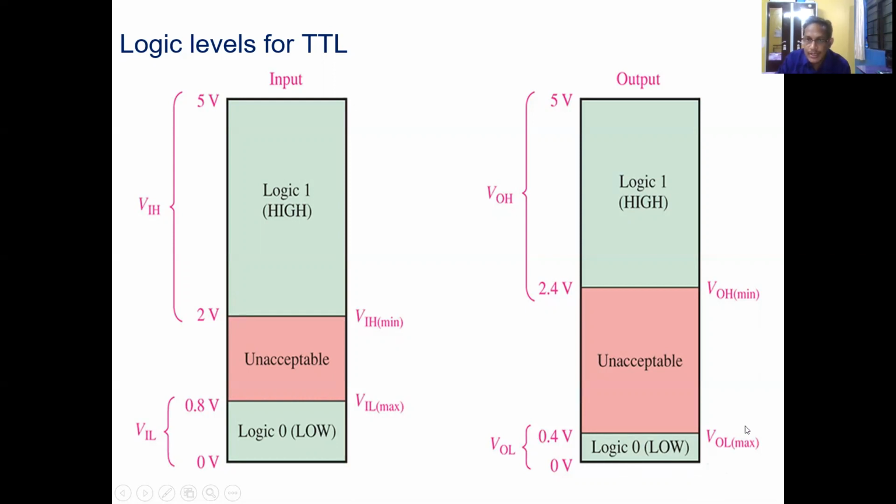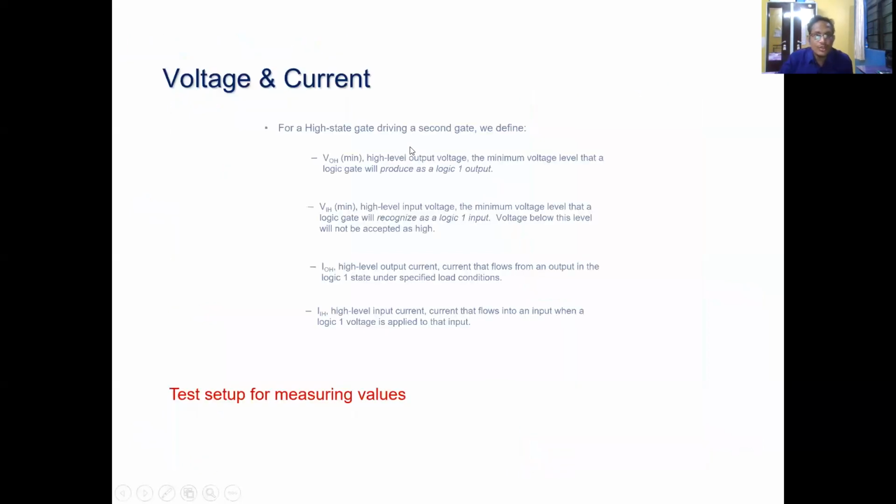VOL max means the maximum value of output voltage that should be considered as a logic 0. So the maximum value is 0.4. VOH minimum is the minimum value of output voltage that should be considered as a logic 1, 2.4 volt to 5 volt. Up to this range, the voltage I'm getting is called VOH minimum. So there are a total of 4 voltage parameters: VIL max, VIH minimum, VOL max, and VOH minimum. But this is applicable only for standard TTL, 7400. I'm not going to apply any sub logic families. These are the voltage parameters.